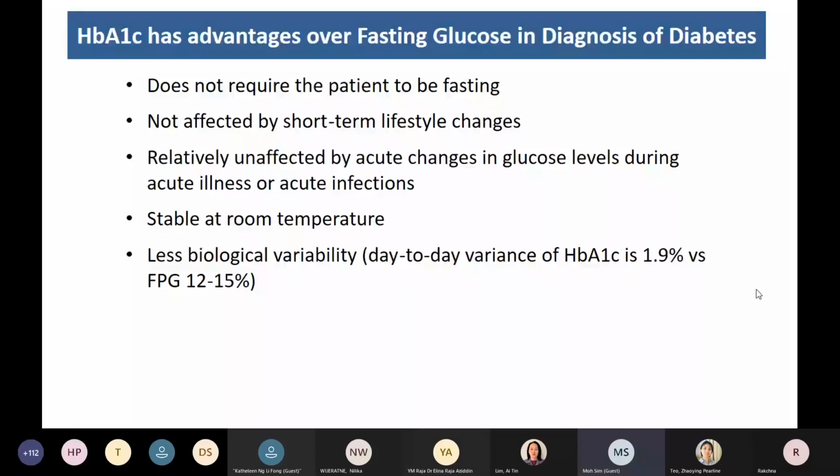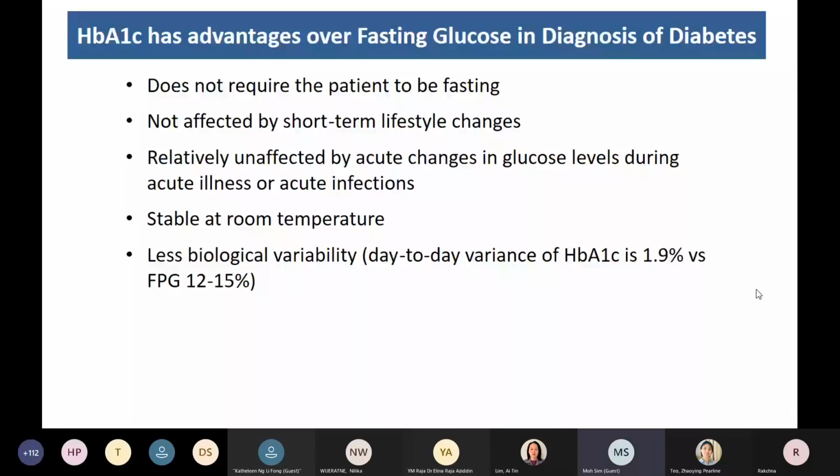HbA1c is also not affected by short-term lifestyle changes and is a very good surrogate marker for seeing how patients adhere to and abide by lifestyle changes. So I often tell my patients, we're actually not chasing sugars. We're seeing how well you abide by lifestyle measures to ensure that your diabetes is under control.